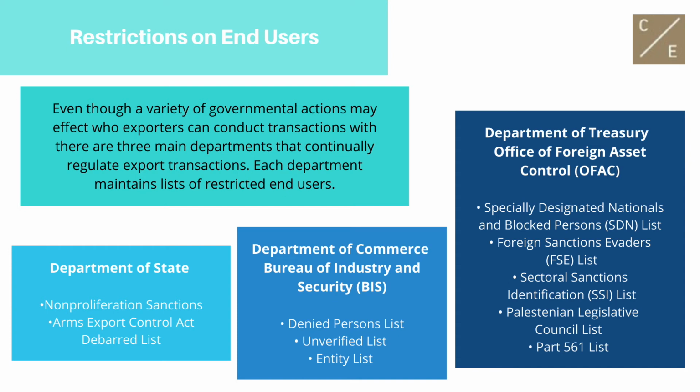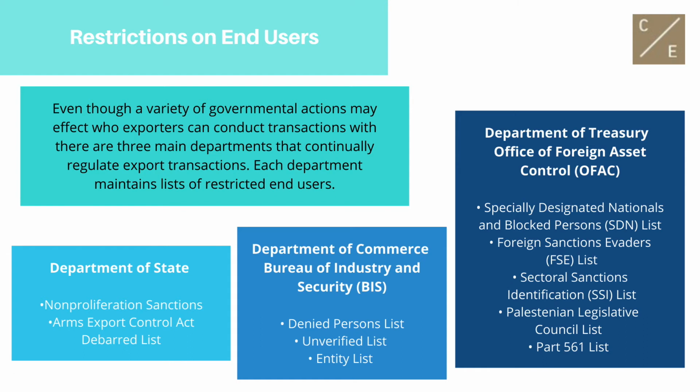Next, we will discuss restrictions on end users. Even though a variety of governmental actions may affect who exporters can conduct transactions with, there are three main departments that continually regulate export transactions. Each department maintains lists of restricted end users. The Department of State maintains the Non-Proliferation Sanctions, as well as the Arms Export Control Act debarred list. The Bureau of Industry and Security, BIS, under the Department of Commerce, maintains the Denied Persons List, Unverified List, and the Entity List.